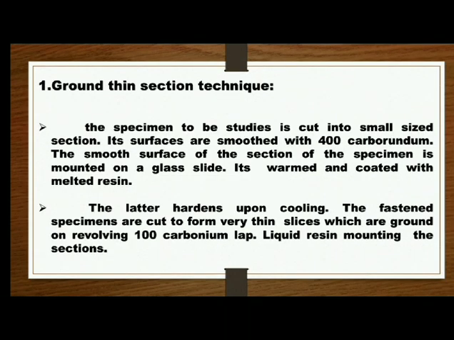So first we will discuss the ground thin section technique. The specimen to be studied is cut into a small section and its surface is smoothed with 400 carborundum. The smooth surface of the section of the specimen is mounted on the glass slide. It's warmed and coated with melted resin. Later, it hardens upon cooling, and the fastened specimen is cut to form very thin slices, which are ground on a revolving carborundum lap, with liquid resin mounting the section.